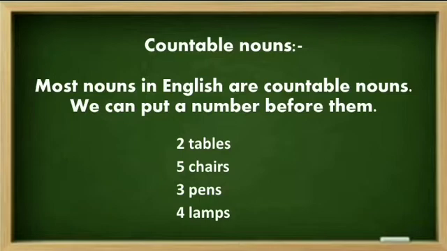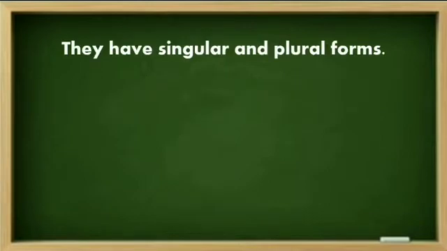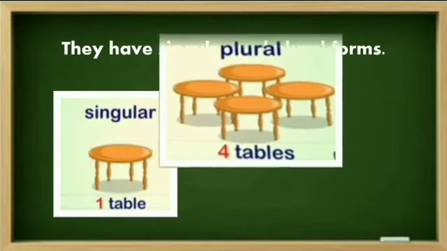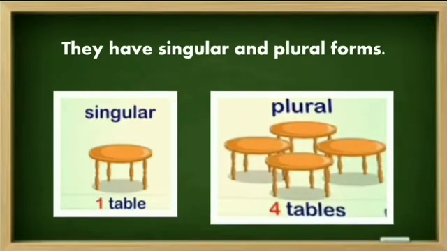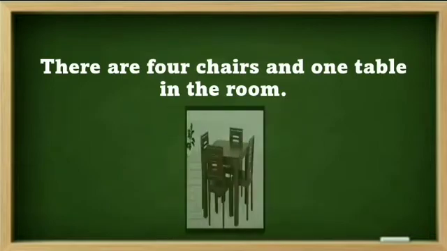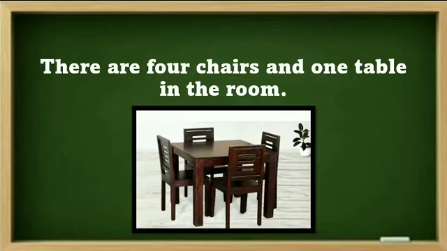3 pens, 4 lamps. Now you can see that we put a number before them and they are countable nouns. They have singular and plural forms. For example, singular 1 table, plural 4 tables. Okay, so they have singular and plural forms. Countable nouns have singular and plural forms. Another example, there are 4 chairs and 1 table in the room.